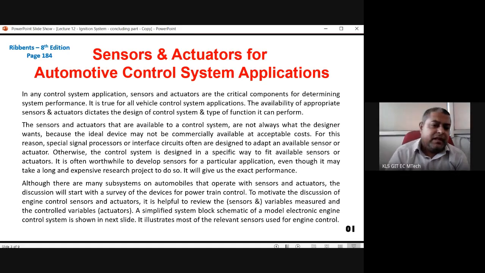Okay. Although there are many subsystems in automobiles that operate with sensors and actuators, the discussion will start with a survey of the devices for powertrain control. So we have not so far discussed engine and powertrain control, which is mainly a mechanical part. Okay. In that there are very good sensors, very highly performing sensors.